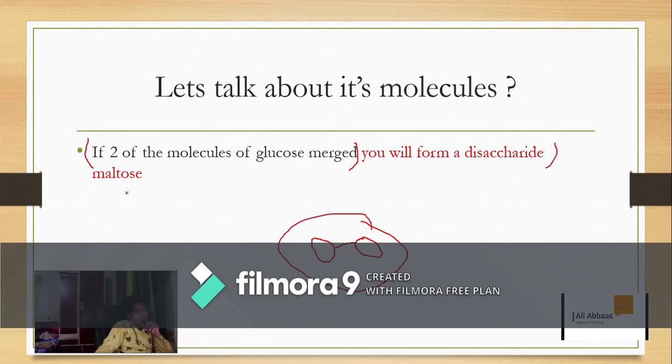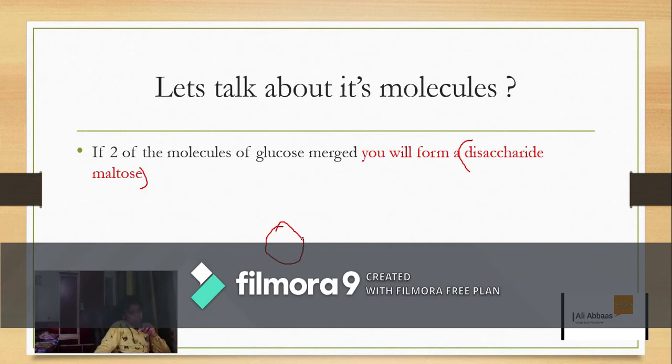You will form a disaccharide, maltose. So what's that disaccharide maltose? I will tell you. This is one molecule of glucose. It's not the atom, it's the molecule. I'm not making the full version of the molecule, just an idea for the molecule. It's bonded to another molecule of glucose, so it will be known as a disaccharide maltose.